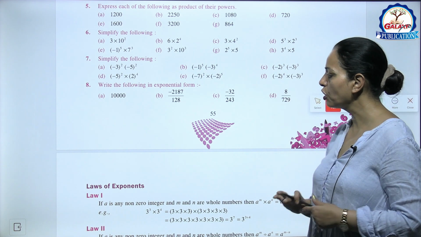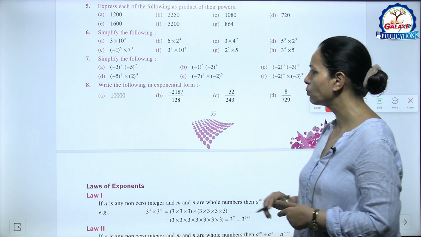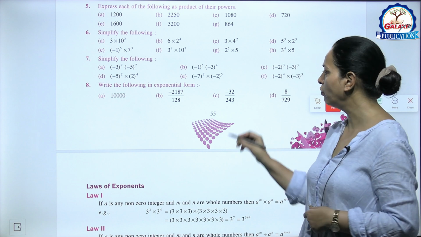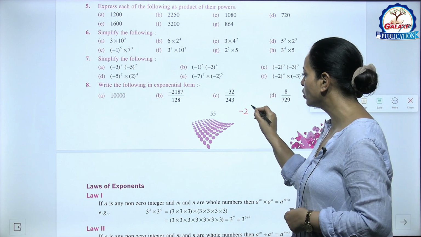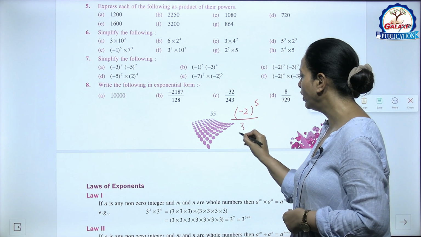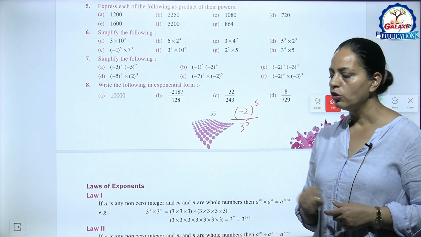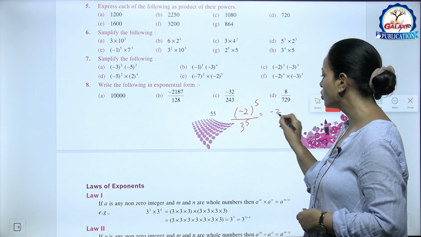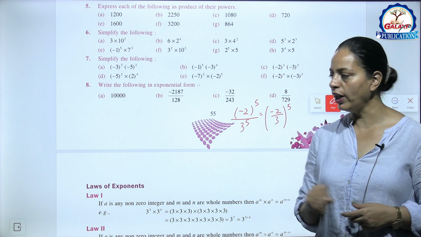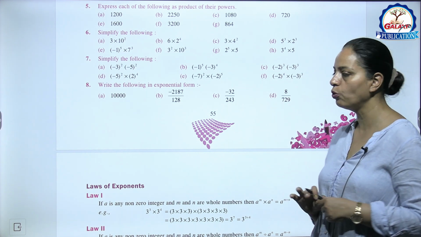Okay. Now question number 8, write the following in exponential form. C part, minus 32 upon 243. So minus 32 means minus 2 whole power 5 and 243 is 3 raised to the power 5. So we can write like this, minus 2 upon 3 whole power 5. Okay, I hope these are clear to you.